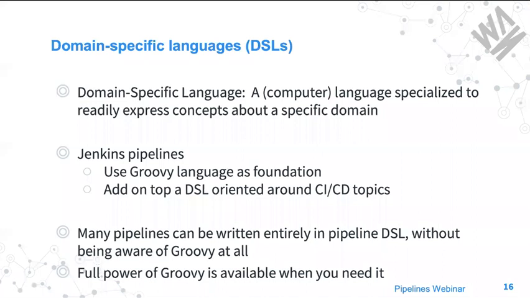Jenkins pipelines are built on top of Groovy. Groovy is the language that's used to build pipelines, and Groovy has features that, for various language design reasons, make it a good choice for implementing domain-specific languages. So Jenkins pipelines are actually literally Groovy with a layer of domain-specific language on top of them. And that DSL is all around continuous integration and continuous delivery topics.